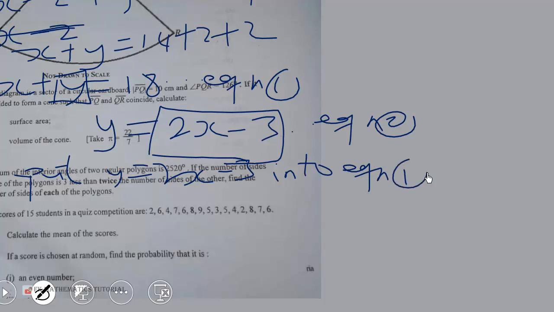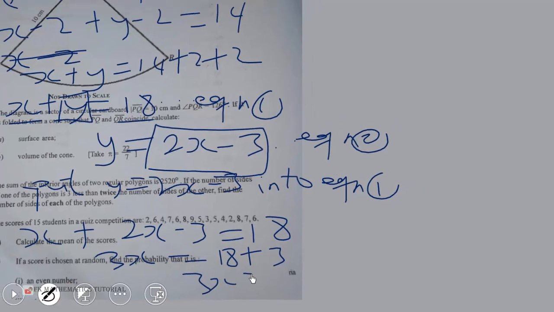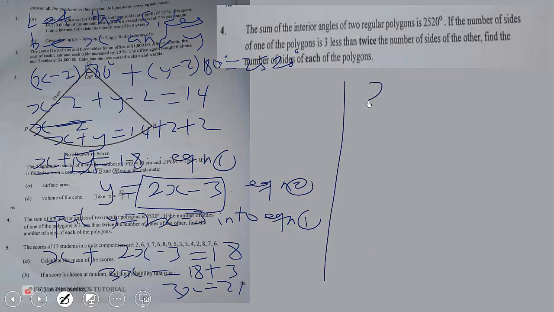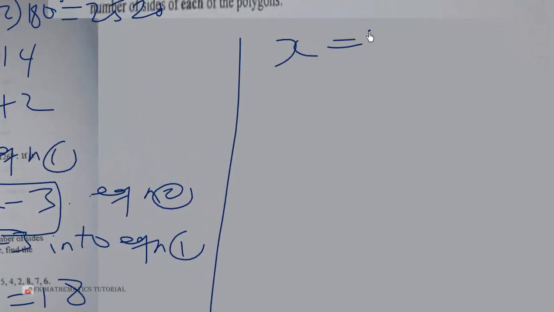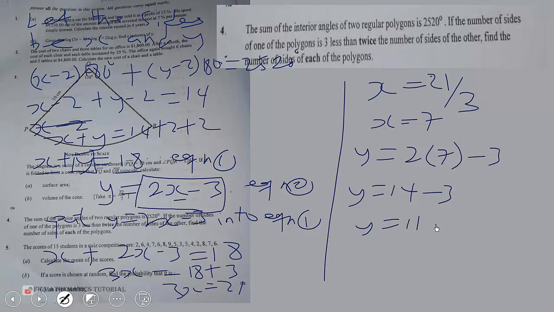So we are going to get x plus y, which is 2x minus 3, equal to 18. So 3x will be equal to 18 plus 3, and that will give us 3x is equal to 21. Divide both sides by 3, we get x equals 7. So y will now be equal to 2 times 7 minus 3, because I'm putting x here. So y will be equal to 14 minus 3. y will be equal to 11.